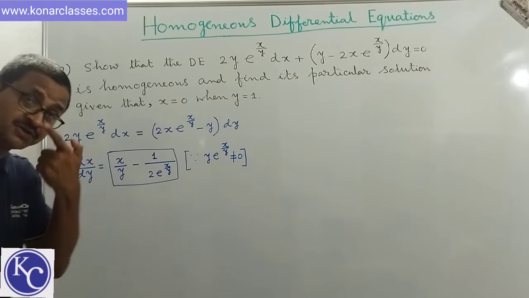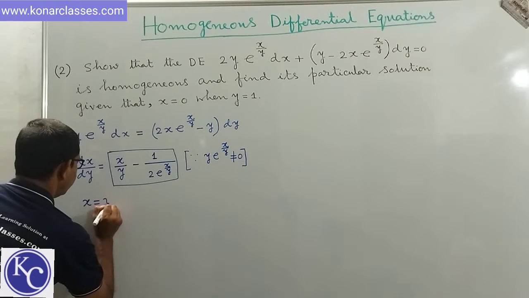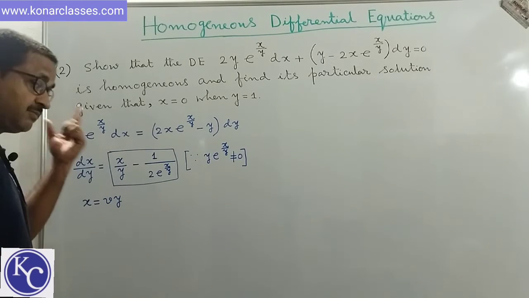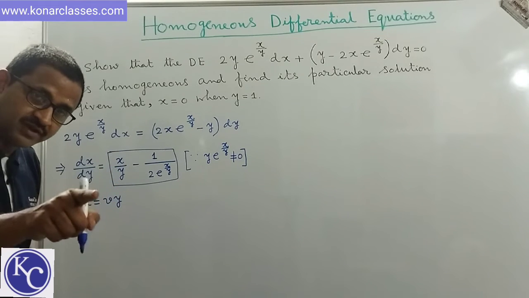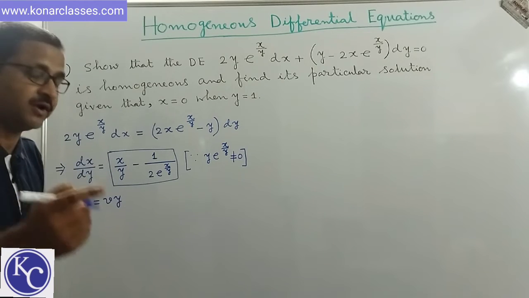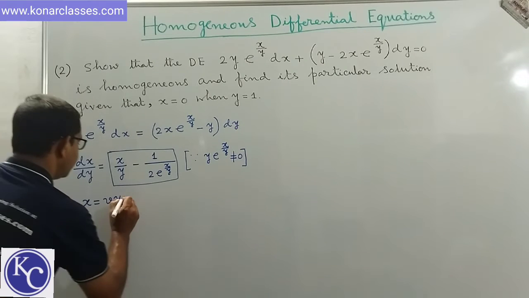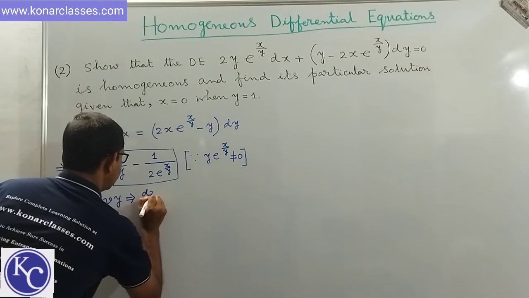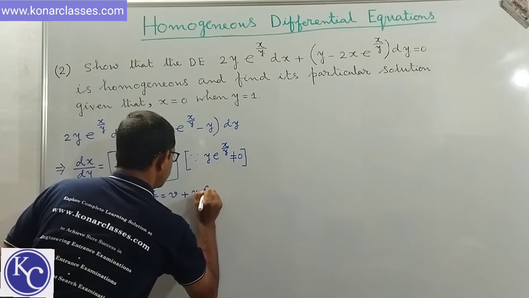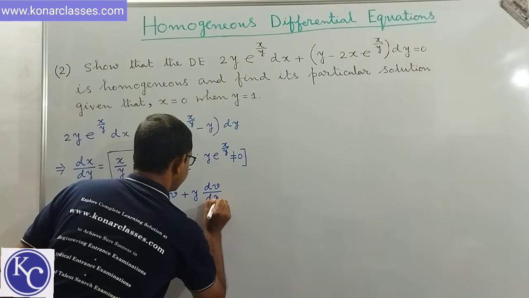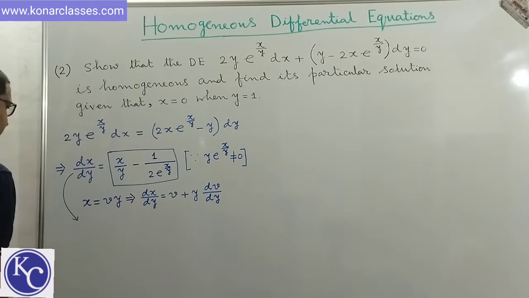That's why the substitution here will make x equal to vy. If you recall, in the previous session I explained this particular case. If dy/dx is there, then y equals vx. If dx/dy is there, then x equals vy. And here we will differentiate both sides with respect to y. Then we are going to get dx/dy is equal to v plus y into dv/dy. And this value of dx/dy we are going to apply here.